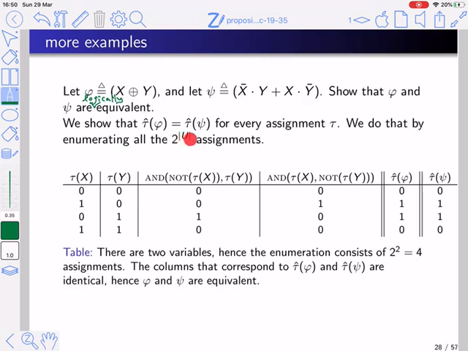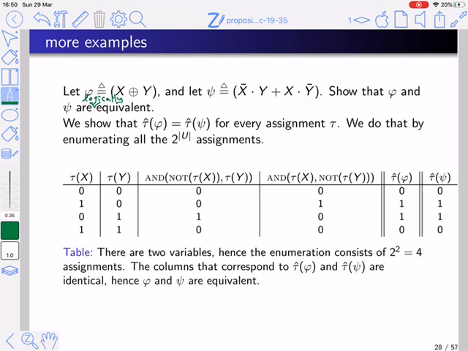How many truth assignments do we have? 2 to the power of the cardinality of U. U in this case consists of two variables, x and y. So we enumerate here all the possible assignments to x and y. Could be 0, 0, 1, 0, 0, 1, 1, 1.